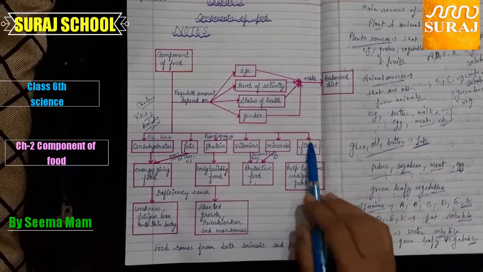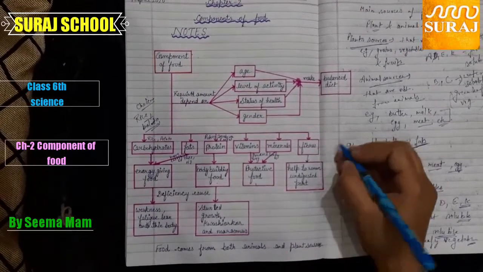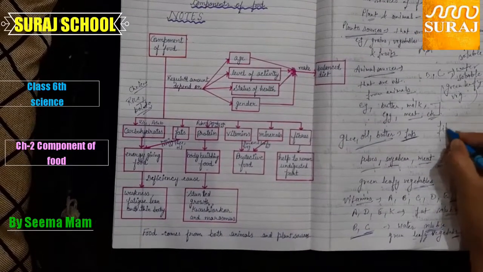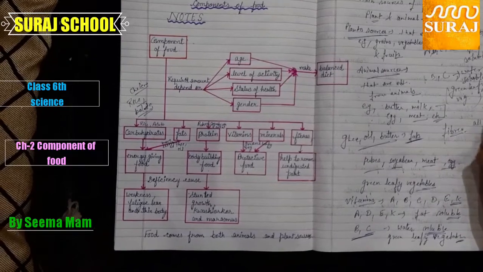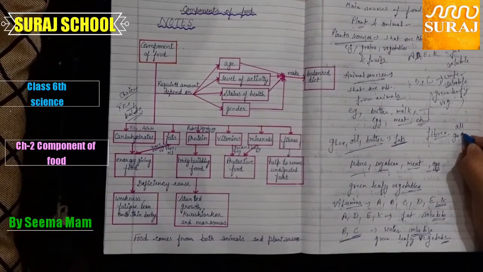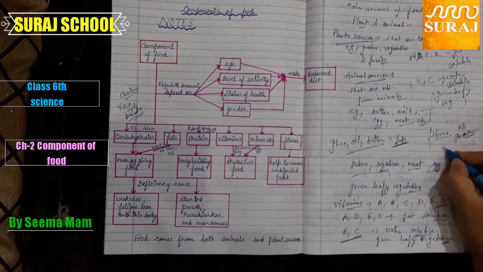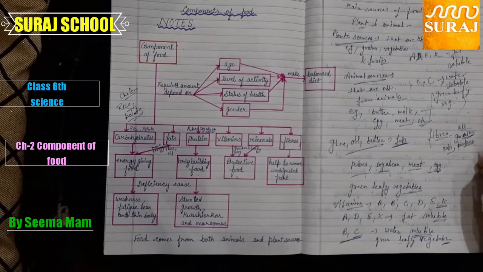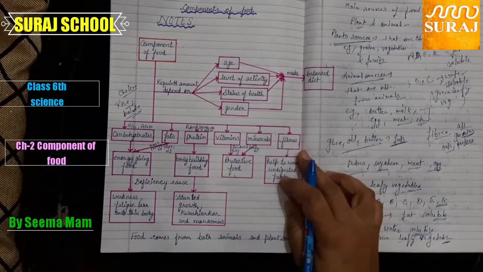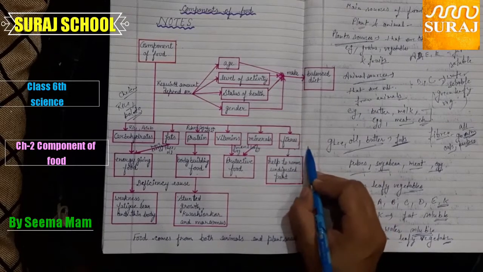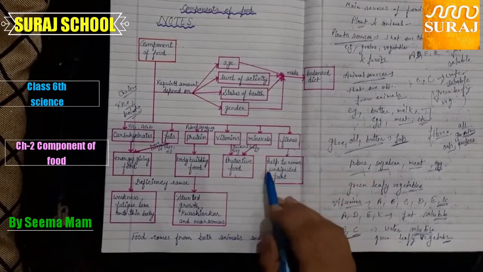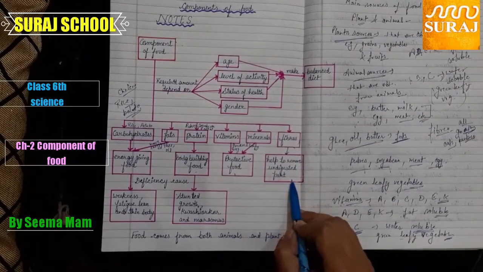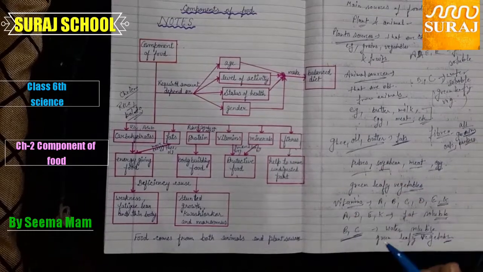And our next component of food is fiber. In which food items is fiber found? All grains, cereals, oats, pulses. These food items are rich in fibers. And fiber is that component of food that helps to remove the undigested part of our food, the part that cannot be digested.